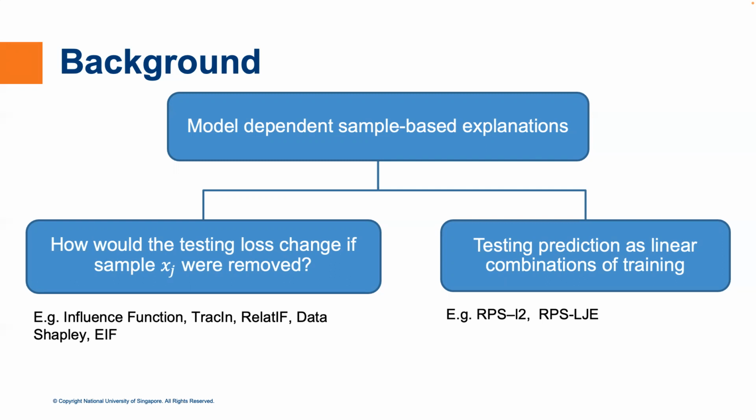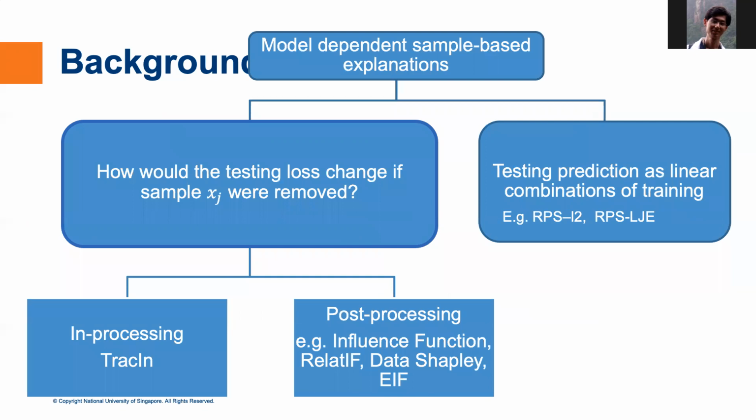And as for the second branch, they are based on the representer point theorem, which is saying that any testing prediction can be expressed as a linear combination of training predictions. And under the first line of research, there is one work called TracIn, which requires access to the intermediate checkpoints. So I call it in-processing methods because we need to look at the training process. The rest of the methods are done on a well-trained model.